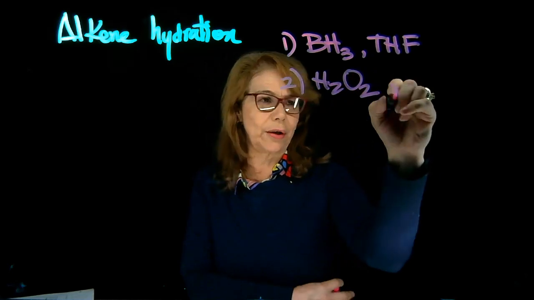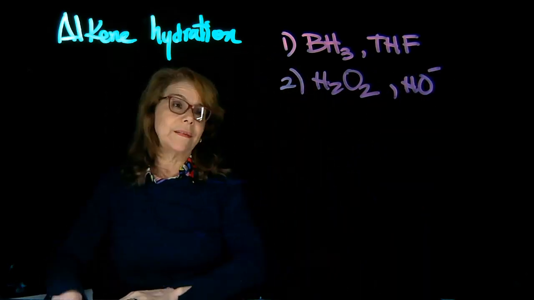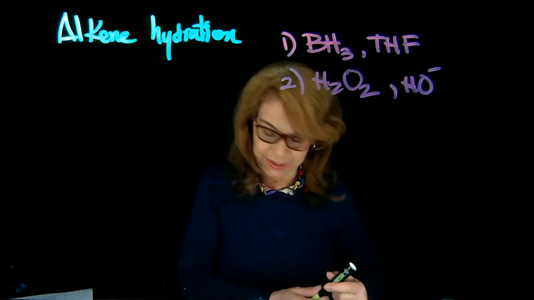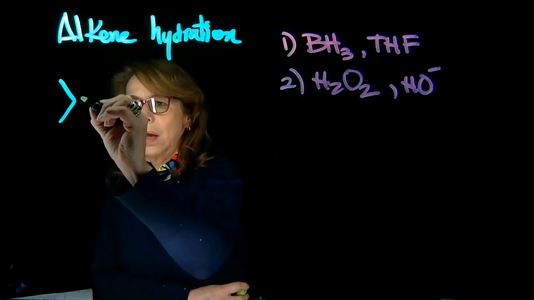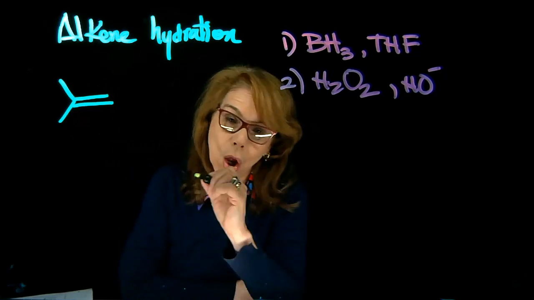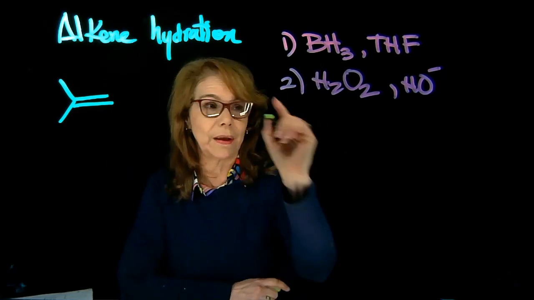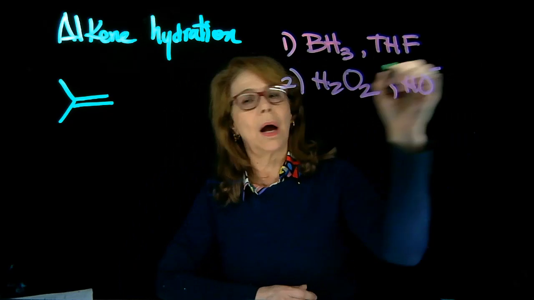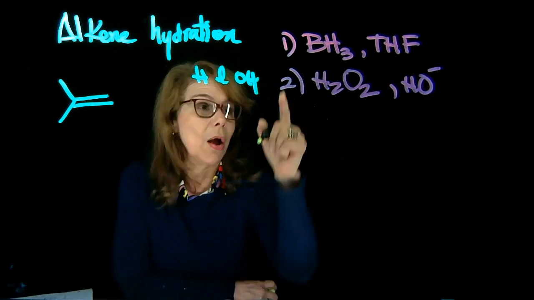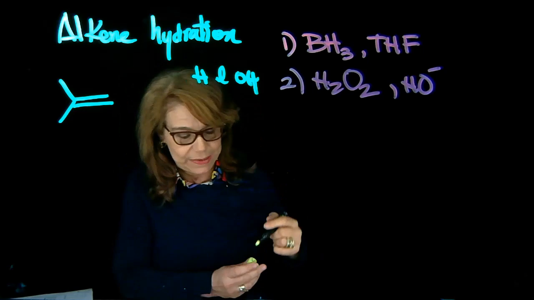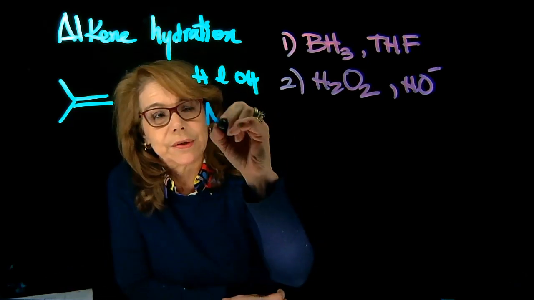So this is called hydroboration-oxidation under basic conditions. What is important to remember about this is that when we add to the double bond, say that's my alkene, remember this is hydration, so we're adding H and OH across the double bond. When we use this reagent, this happens with anti-Markovnikov selectivity.